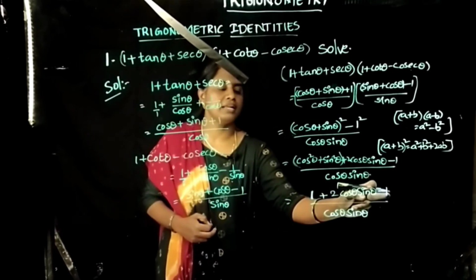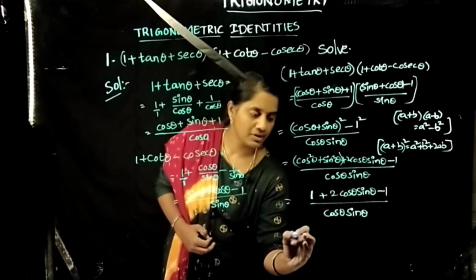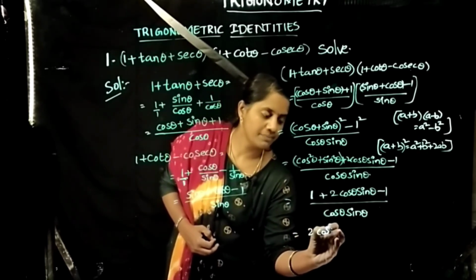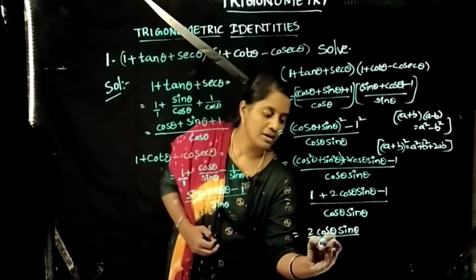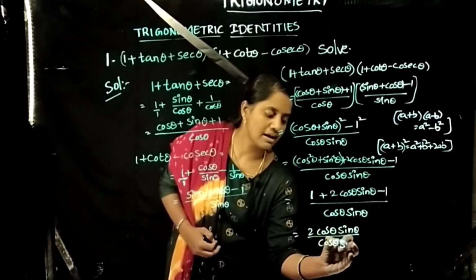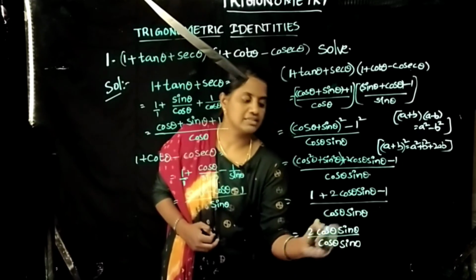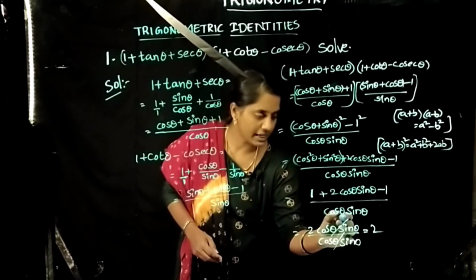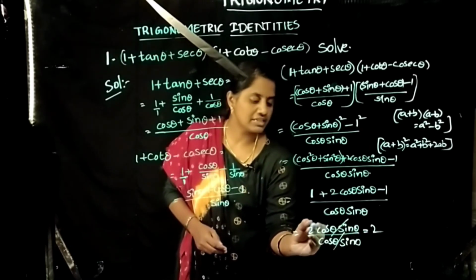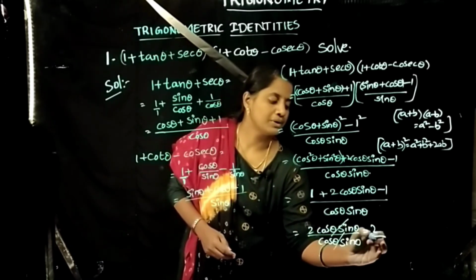Here 1 minus 1 is 0. So 2 cos theta sin theta by cos theta sin theta. Cos theta sin theta by cos theta sin theta, both are the same, so I can cancel these two. What is the remaining here? Only 2. It is the final answer. So it is the trigonometric identities.